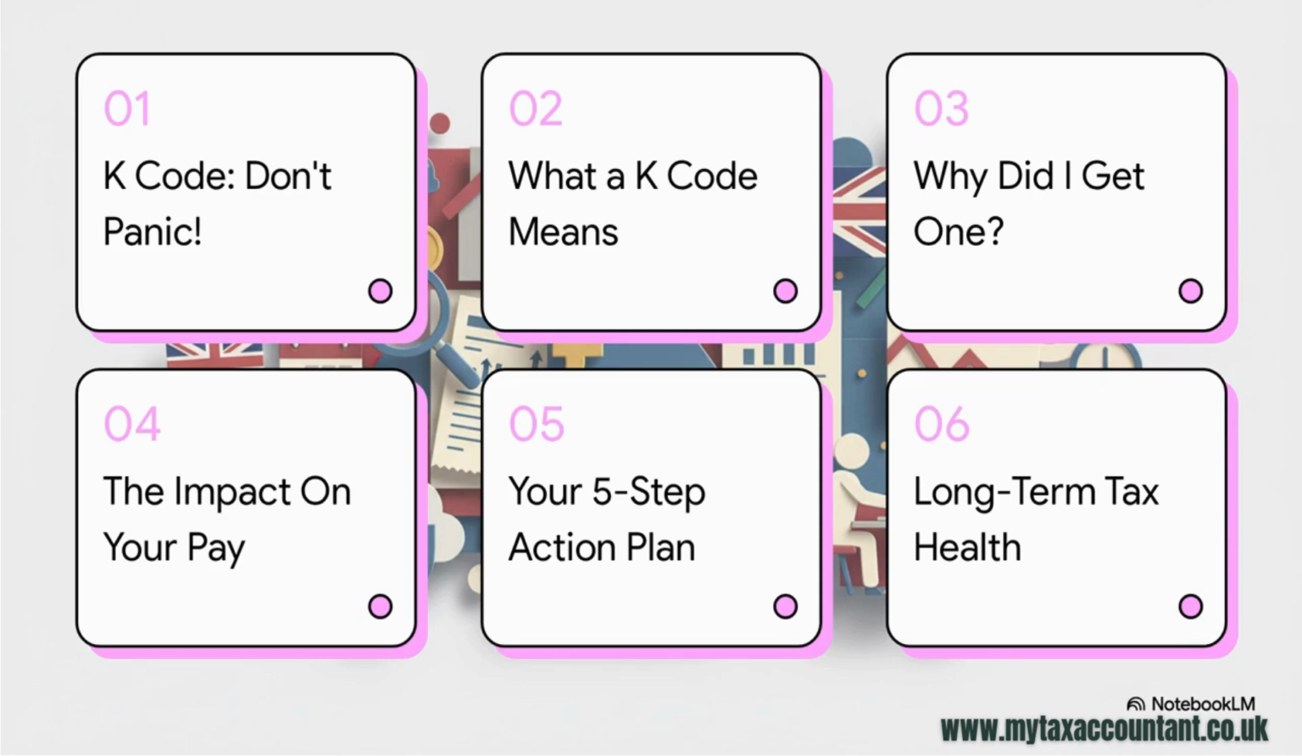So here's what's on the cards. First, we're going to explain what a K code actually means and why you might have one. Then, we'll get into the nitty-gritty of how it hits your pay packet. After that, we'll give you a super clear 5-step action plan to get it sorted. And finally, we'll wrap up with a chat about your long-term tax health. Sound good? Let's get started.